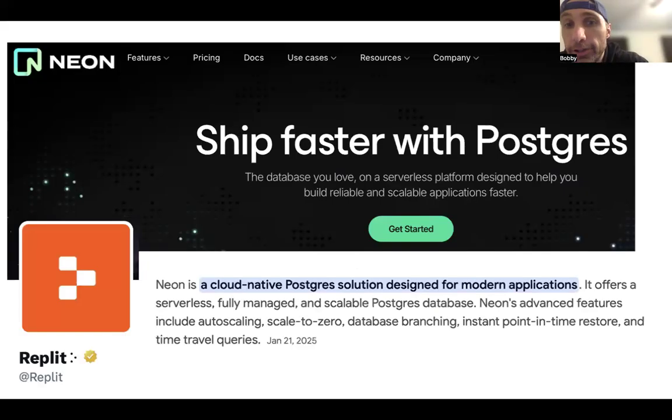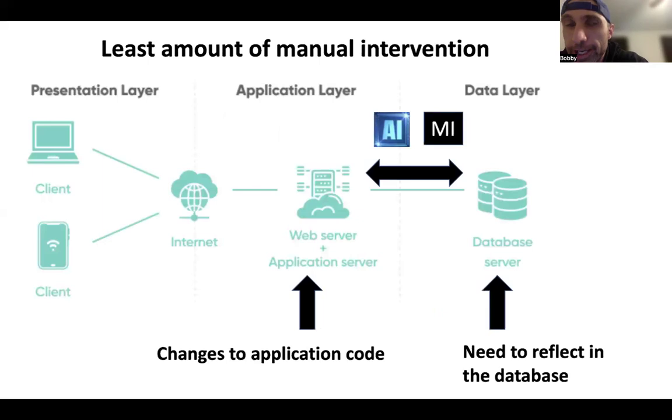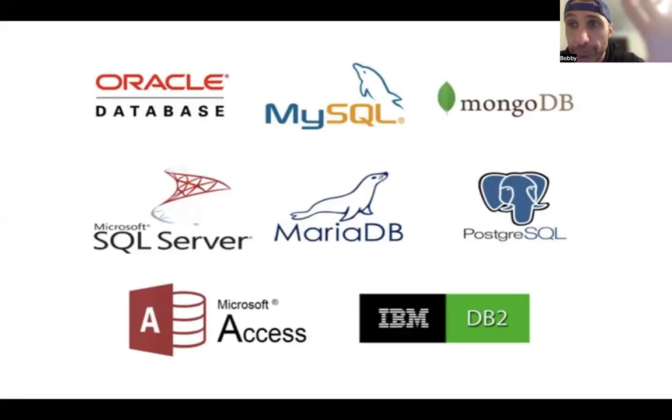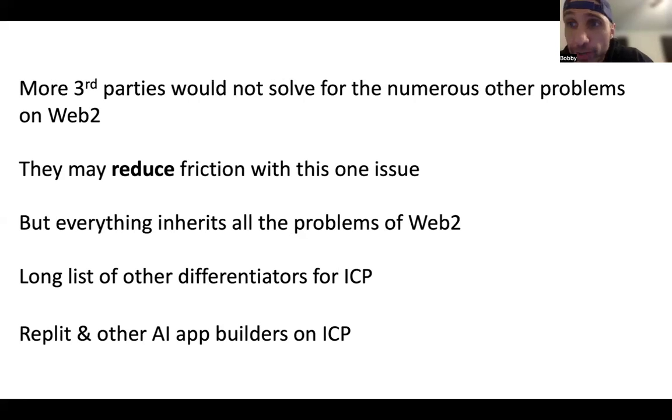But assuming this creates a more seamless or better solution on Web 2 specifically, you still have all the other problems of Web 2 that you can't solve with third parties. You can't keep adding third parties onto an overly complex web to make it less complex and fix all the problems. You can just create isolated, temporary fixes that make things a little bit easier. It may reduce friction with one issue, but all the other problems are still there. And there's a long list. I'm not going to get into all of them in this video, other differentiators for ICP.